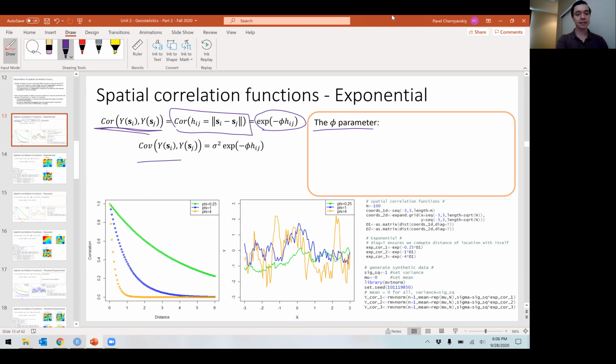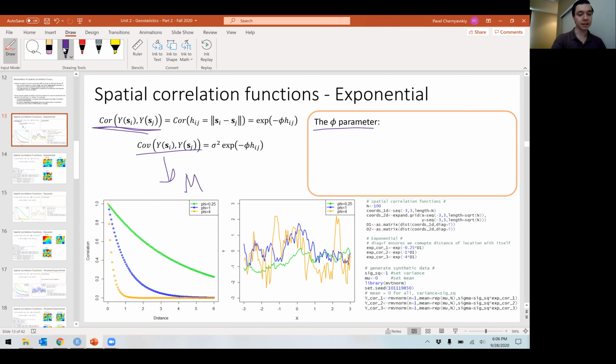The covariance then just multiplies the correlation function. This is our correlation, multiplied by sigma squared. And that becomes the basis of our models. It becomes the variance covariance matrix specifically, that we put into the multivariate normal distribution. And we'll see that later on today.